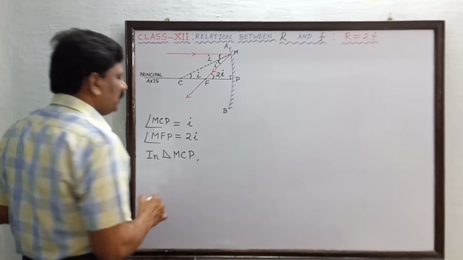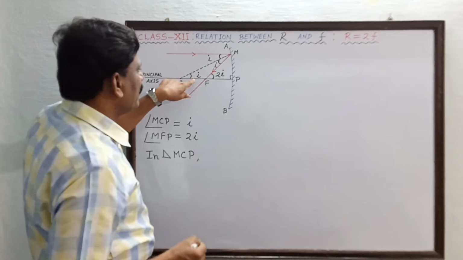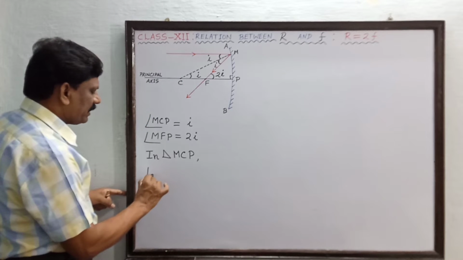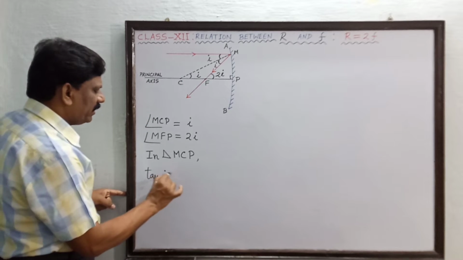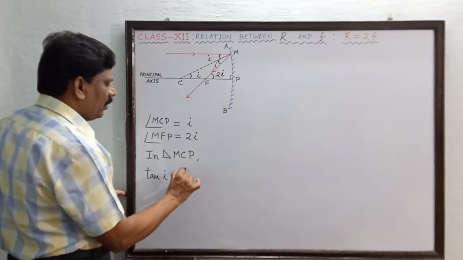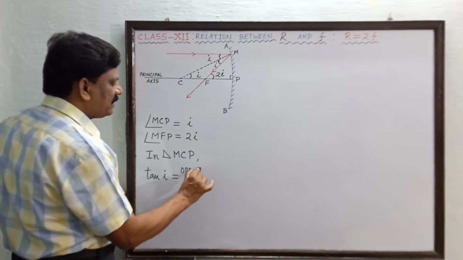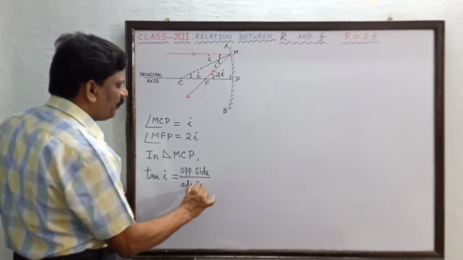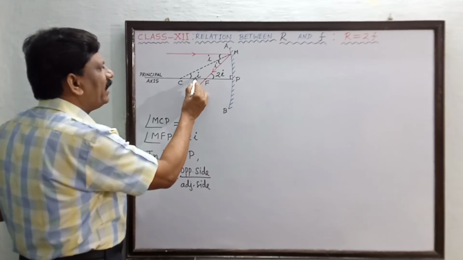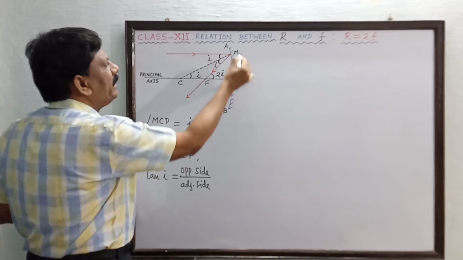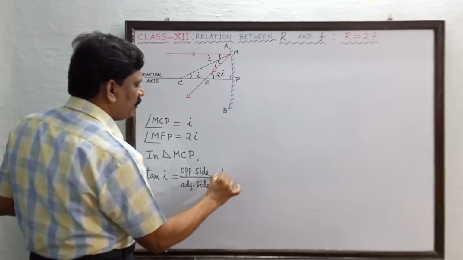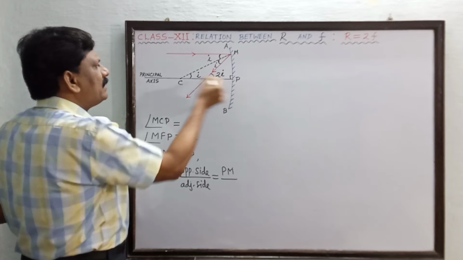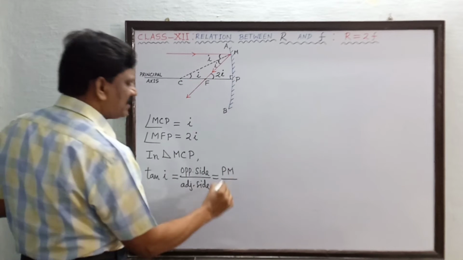MCP. In this right angled triangle, what is the tangent value of this angle of incidence, I? So tan I must be equal to opposite side by adjacent side. Which is the side opposite to this angle I? It is PM. So this is equal to PM divided by PC, the adjacent side.